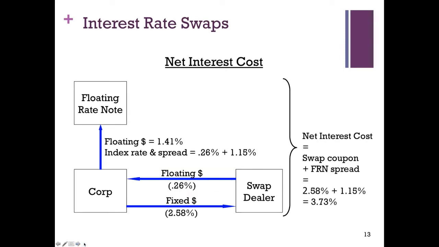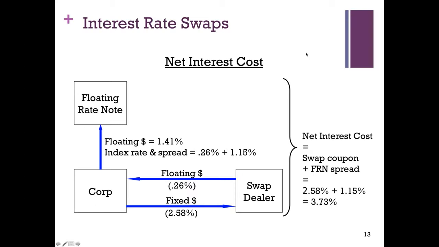So note the interest rate the corporation would have locked in. They would have locked in as their net interest expense the 2.58% on the fixed rate leg of the swap plus the 115 basis point spread to LIBOR. And so it looks like a net interest cost of 373.